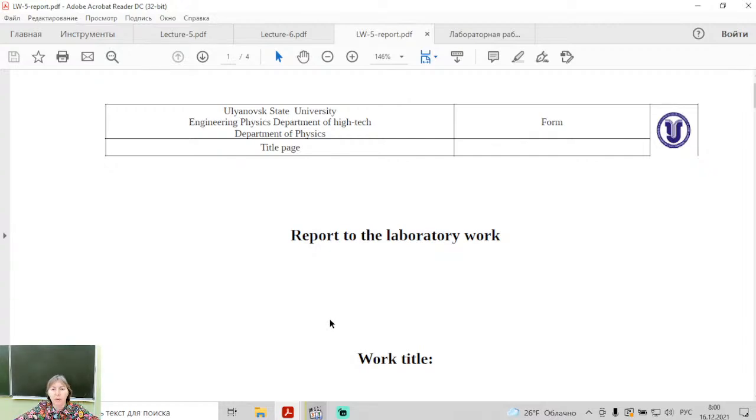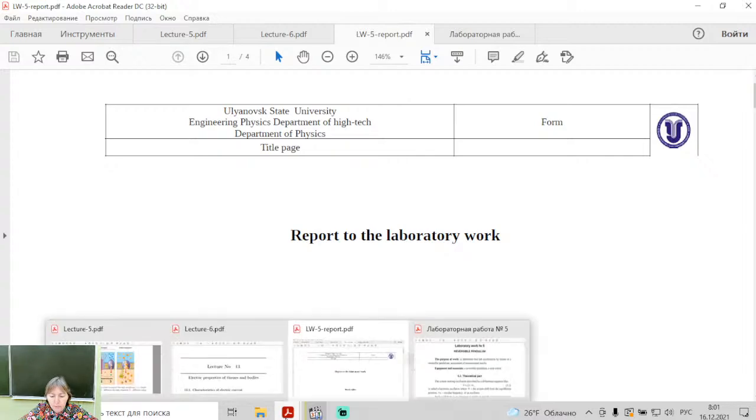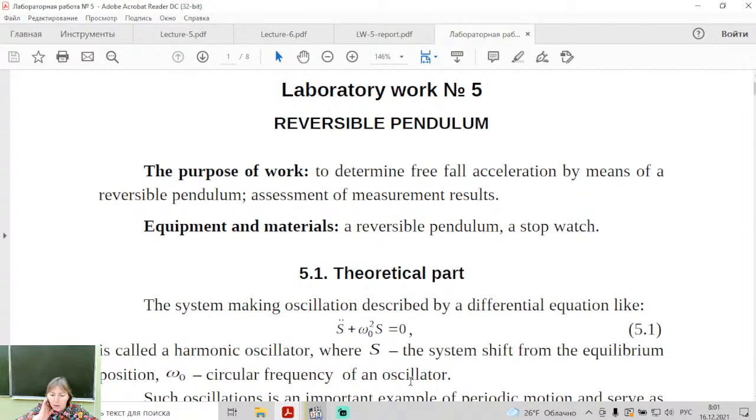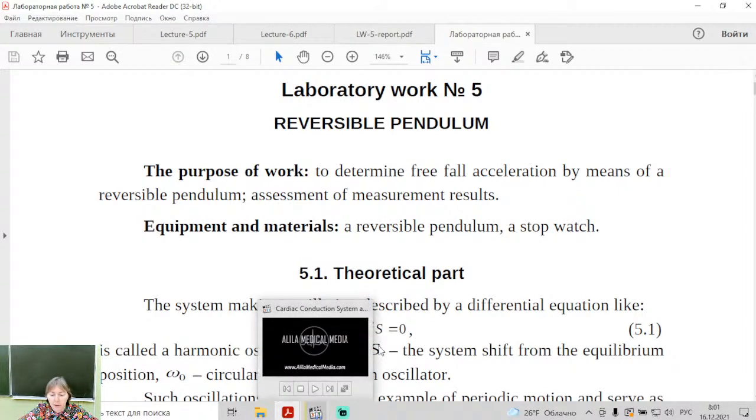But first of all, I want to talk about laboratory work, especially for students who study online. You have to read and calculate and design 5 reports of laboratory work. And first, our laboratory, title Reversible Pendulum. It's laboratory work number 5.